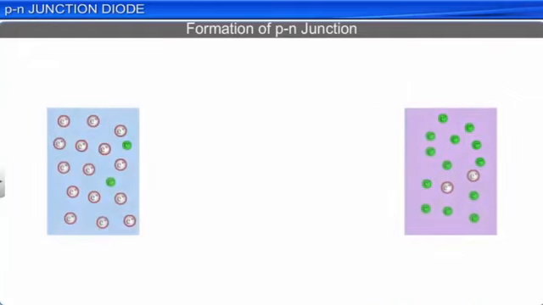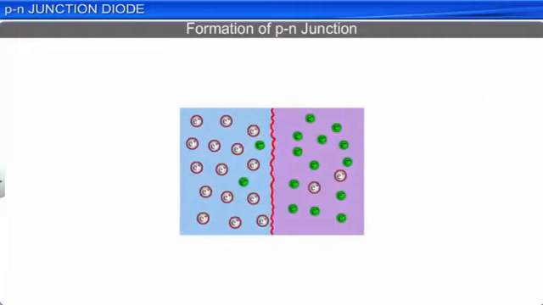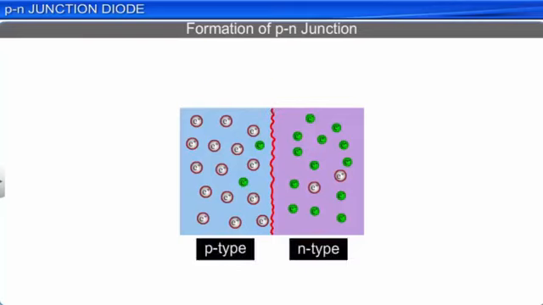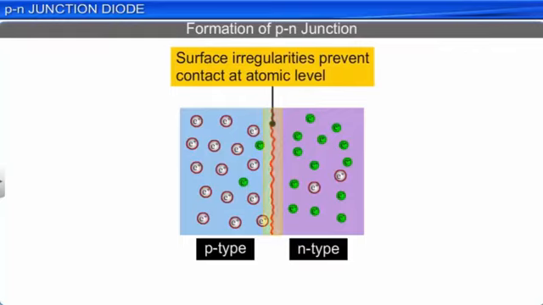It is important to note that a p-n junction cannot be formed by joining two separate pieces of p-type and n-type semiconductors. Because of the surface irregularities of the two different crystals, such continuous contact at an atomic level is not possible. If such a junction is formed, the junction would not be continuous and would therefore inhibit the flow of the charge carriers.